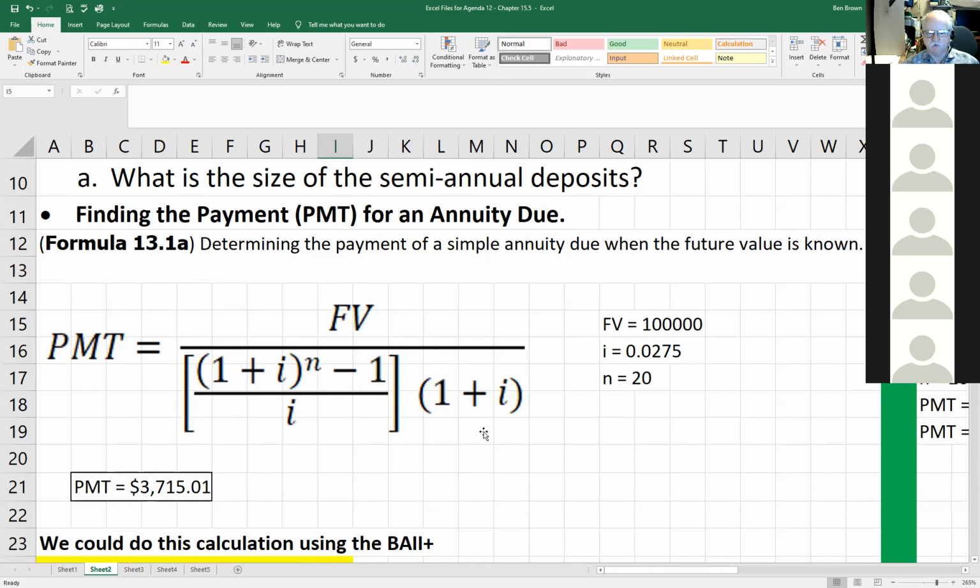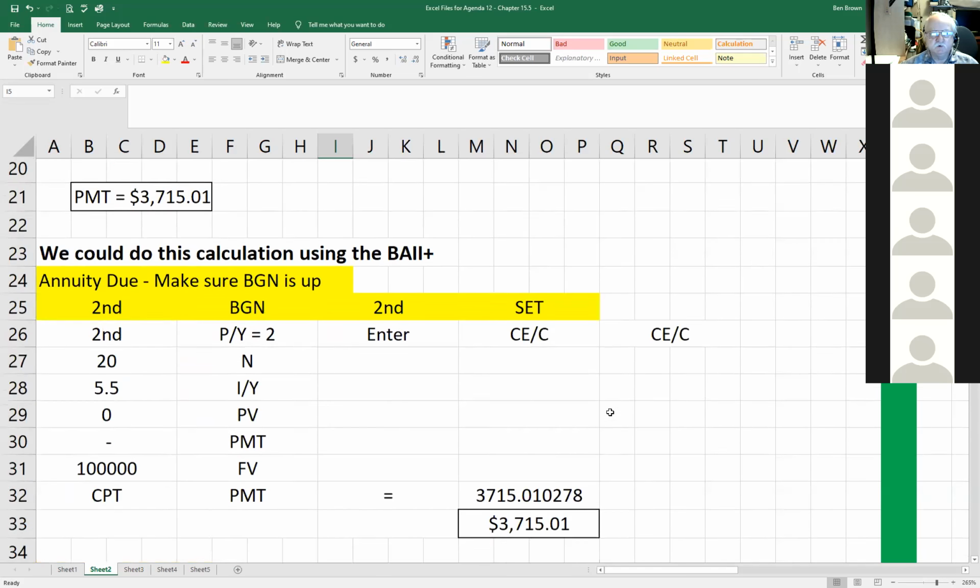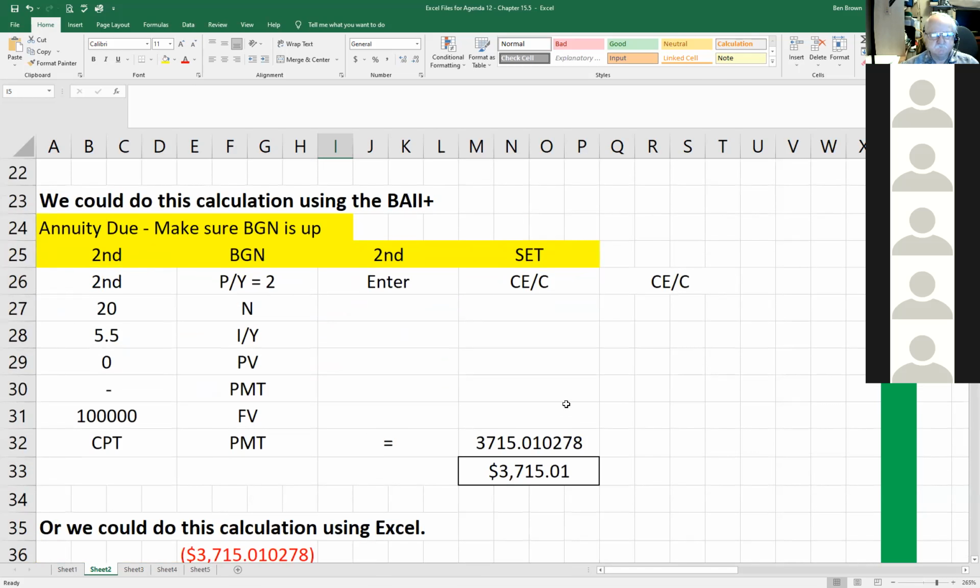And in this case, we're solving for an annuity due. So there's this extra 1 + i term in here. But if we plug this into our calculator, we should get this answer. If we don't want to plug it into the formula, we can plug it into our BA2+. The first thing we need to do, because it's annuity due, is go second BGN, second set, and you'll see the little BGN up on the corner. It's a simple annuity, so we only have to set periods per year.